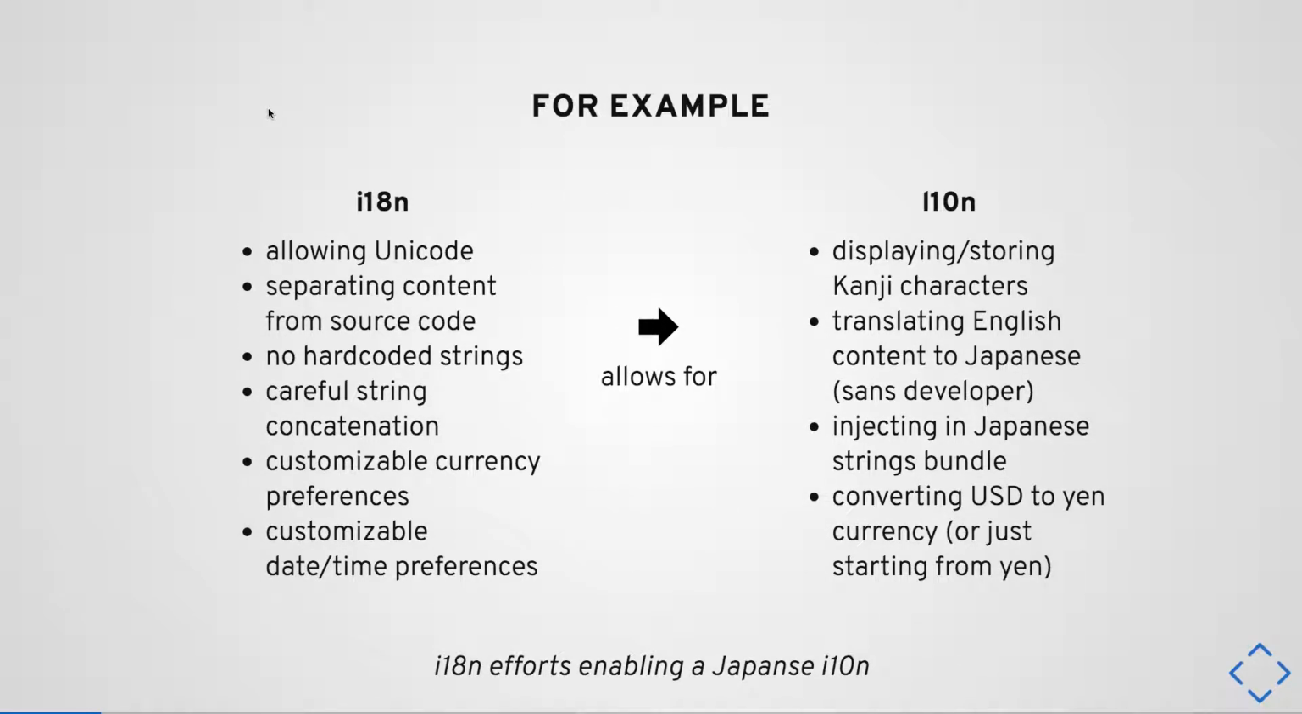So for example, in our internationalization efforts, things that we would do would be allowing Unicode, we separate content from source code, we don't hard code strings, we are careful how we concatenate or we just don't. We allow currency preferences to be customized, date, time. There's a long list we'll talk about, but that's the gist. What that does is it allows, in this particular case, we're talking about Japanese, displaying and storing kanji characters, translating content. We can have a Japanese strings bundle. We're not showing them things in US dollars, that type of thing, right? Does that make sense? Questions, comments?